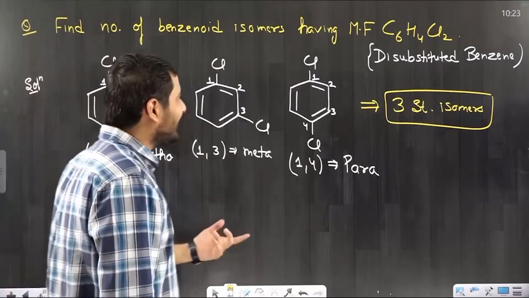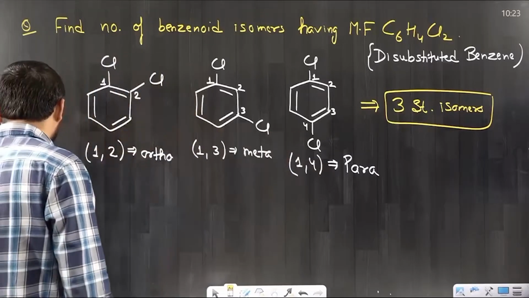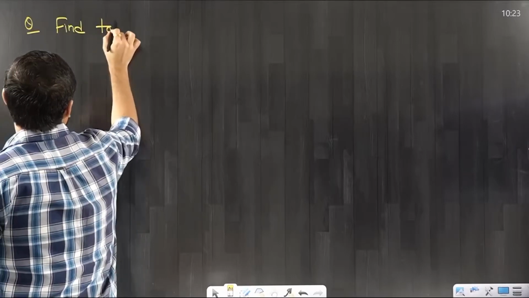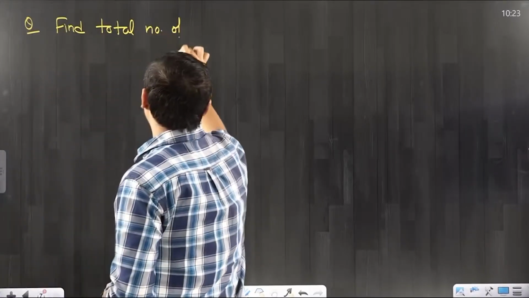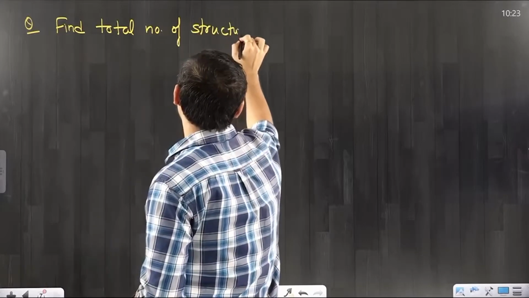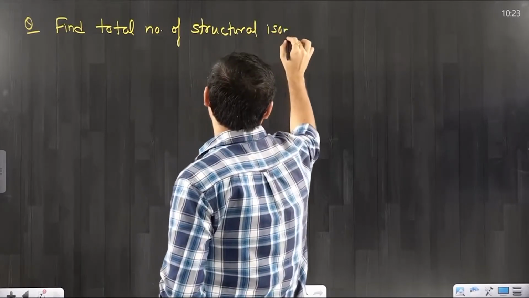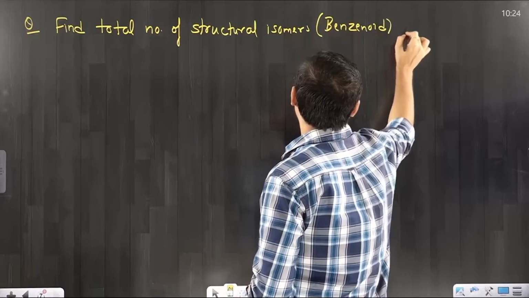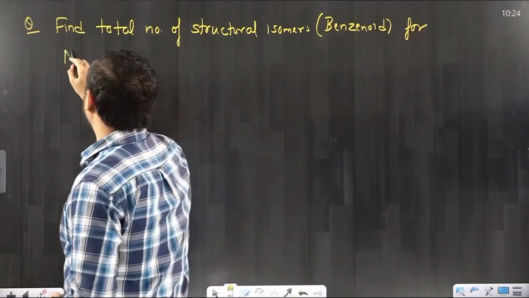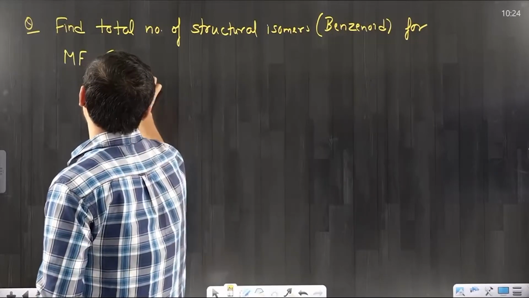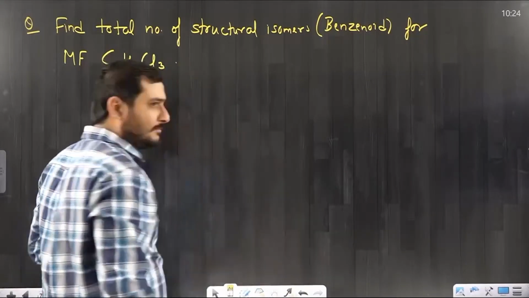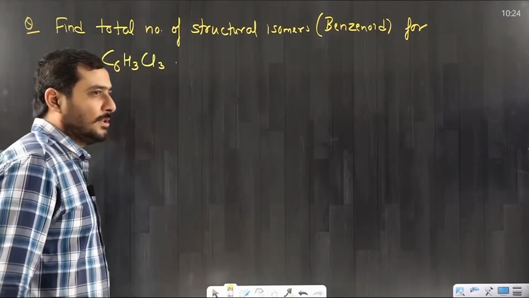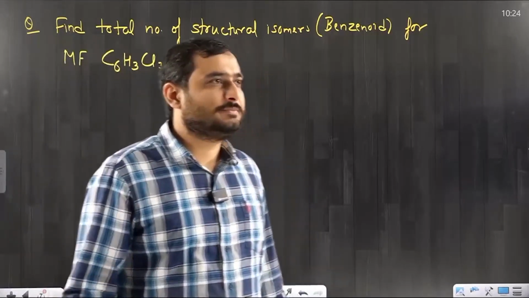Okay. Now if we take tri-substituted and 3 chlorine are present. If I write next question: find total number of structural isomers, and in bracket what is written? Benzenoid, means one benzene is fixed, for molecular formula C6H3Cl3. Clear? Apply your mind. C6H3Cl3. So 3 substituents are present here.